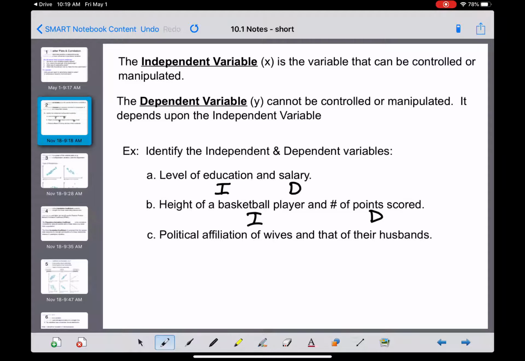And then political affiliation of wives and that of their husbands or partners. It could really go either way. One influences the other, or not. We're just trying to figure that out.